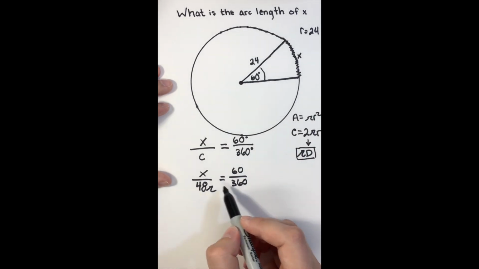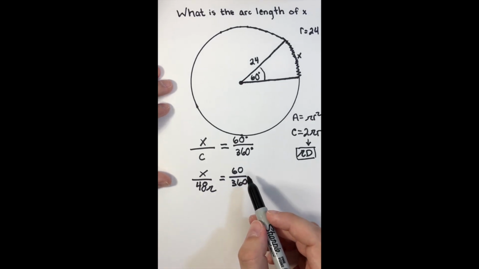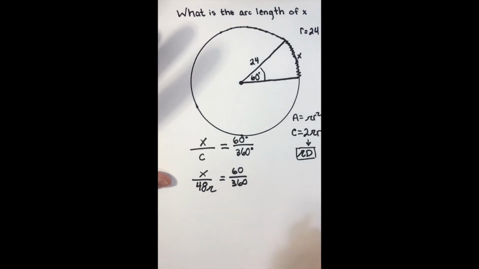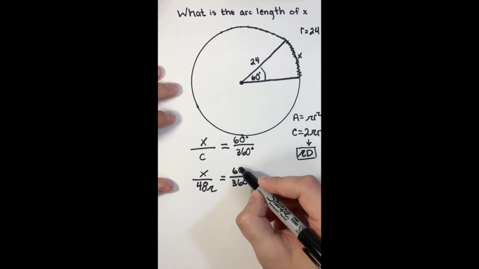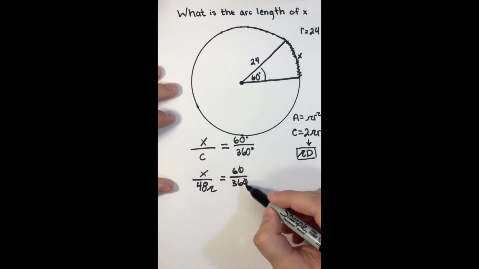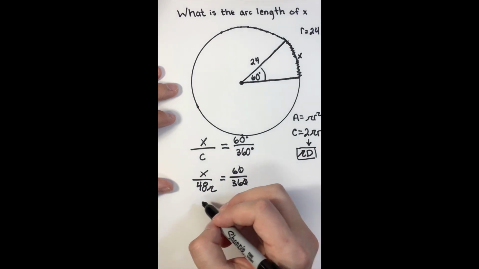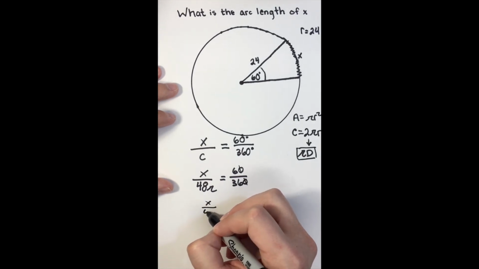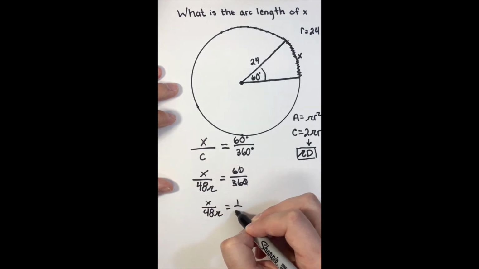And so now we have, a lot of people just say cross multiply. You can solve this however you want. You just multiply by 48 pi on this side, cross multiply, whatever. You're gonna get the same answer. So for me, I'm just gonna say, okay, well, 60, I'm gonna cancel those. I'm gonna simplify this side first. So they both have a 0, so I can cancel, and then 6 divided by 36, that's gonna be 1/6. So I'm just gonna say x over 48 pi equals 1/6.